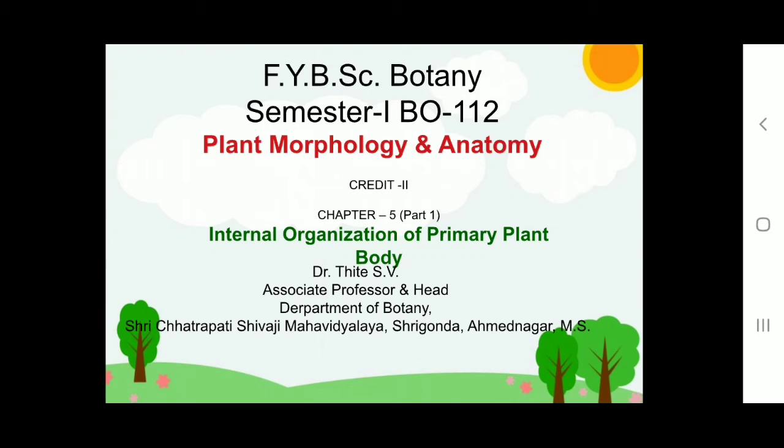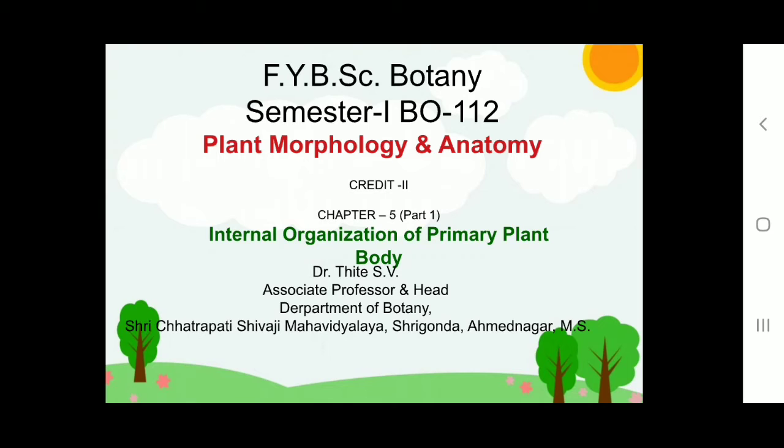Good morning students. Today we are going to start the last topic in this chapter, that is internal structure of dicot leaf and internal structure of monocot leaf. So first we see the first point, that is internal structure of dicot leaf. The transverse section of dicot leaf shows dorsiventral or bilateral structure.